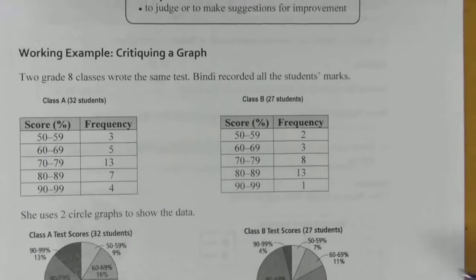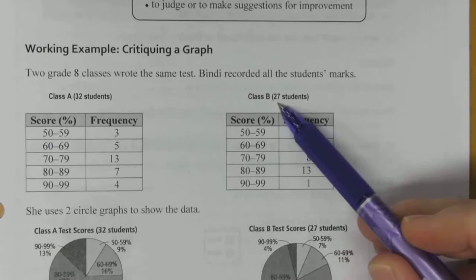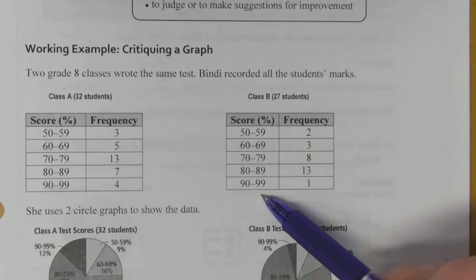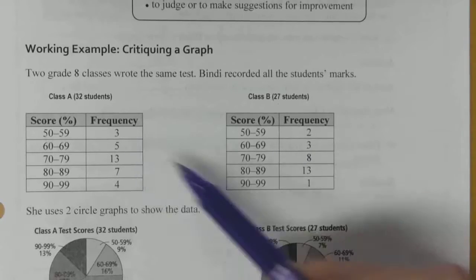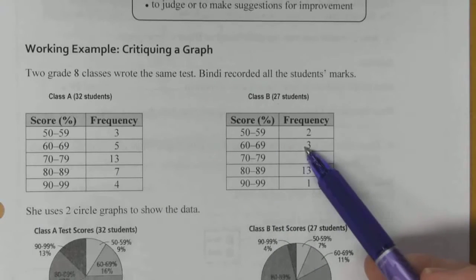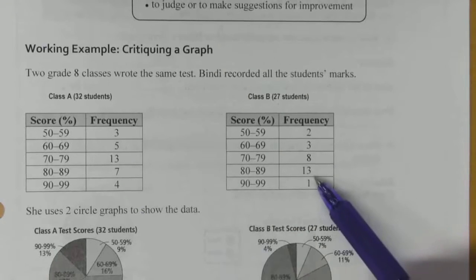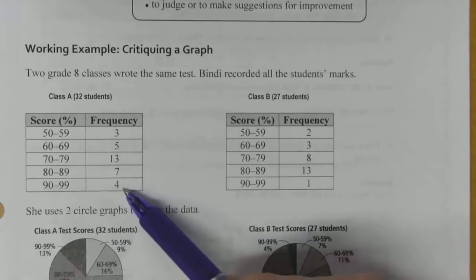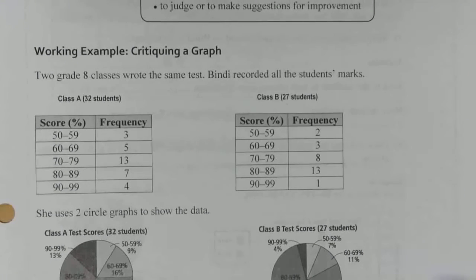That's what that means. Class B looks a little bit different. We've got 27 students instead of 32. The ranges of marks are all the same, but the frequency changes. So 2 students in this class got 50s, which is a little less there. 3 got 60s, again less than that one. 8 in the 70s, less again. 13 in the 80s though, which is much higher than the 7 in this class, but only 1 in the 90s as opposed to 4. So you can sort of compare the classes that way.